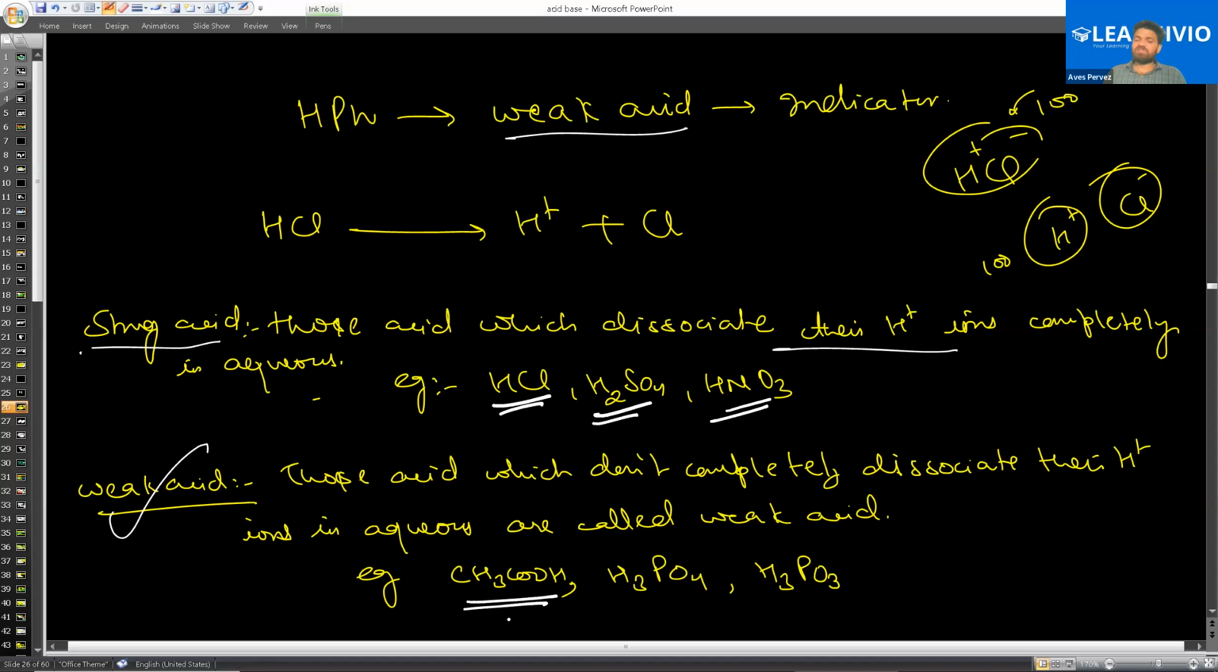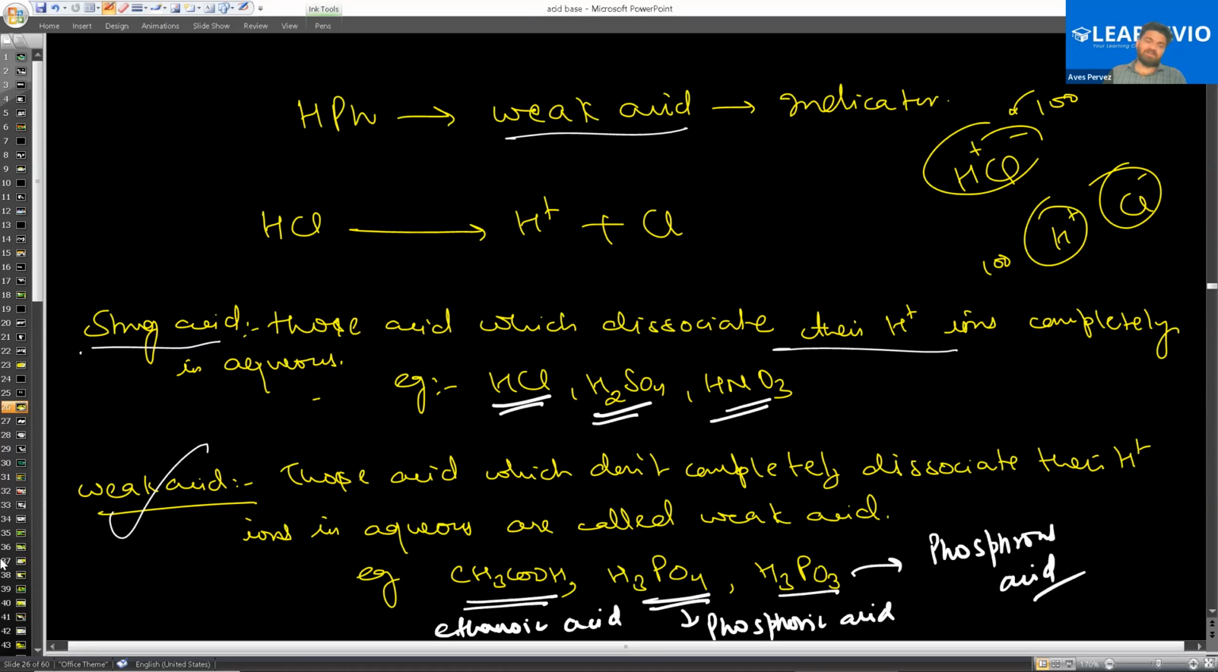And weak acids are CH3COOH, which is called ethanoic acid, H3PO4, phosphoric acid, and H3PO3, phosphorous acid. So memorize it fast, the definition plus the examples. Yeah, I'll memorize it. Okay, memorize it fast.